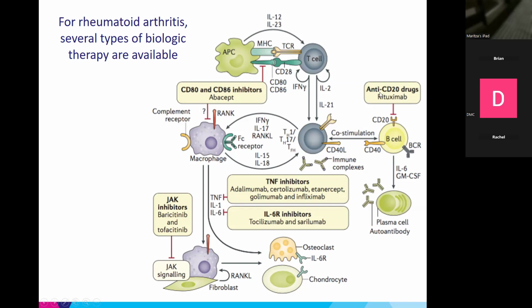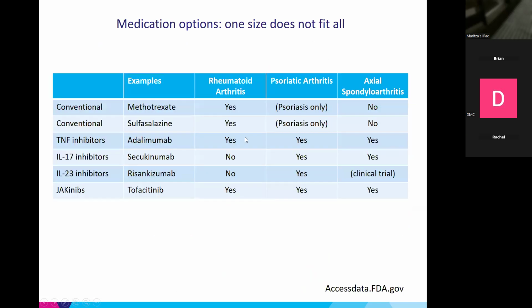Rituximab is something that depletes B cells, removes them from the situation. Then you have abatacept, which interrupts the conversation between T cells and antigen-presenting cells over here, and also inhibits macrophages. And then JAK inhibitors, the newest kid on the block here, which work on multiple levels, actually, not just here. But one size does not fit all, as I mentioned.